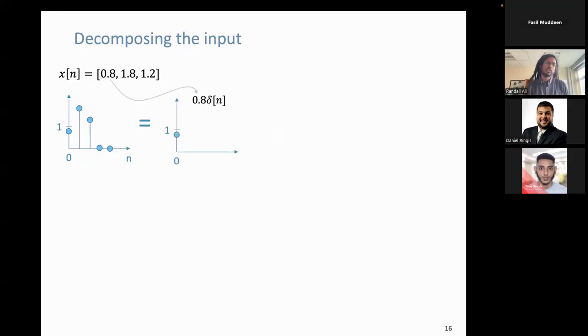So you can actually look at a string of input values as a series of impulse functions, or delta functions as we call them, but they're all going to be scaled and delayed. So for instance, I can write this first sample here, 0.8, as 0.8 times delta n.